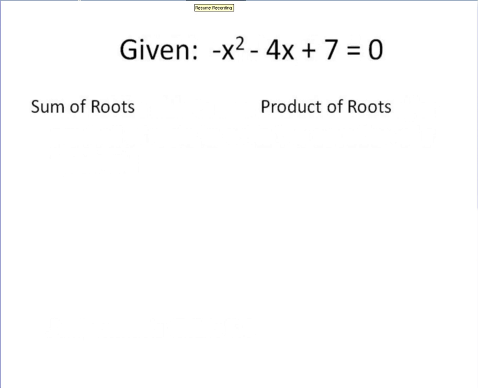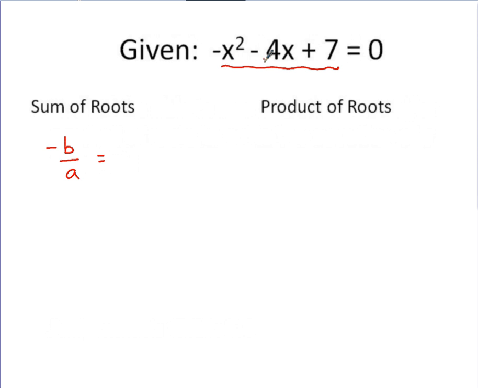We'll do this one without solving the equation. Just going to find what the sum of the roots would be, just going to find what the product of the roots would be. So the sum of the roots is found by taking negative b over a, and I got an equation where I've got my quadratic form here equal to 0.